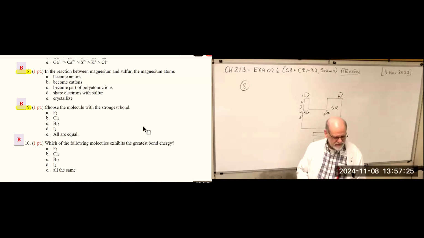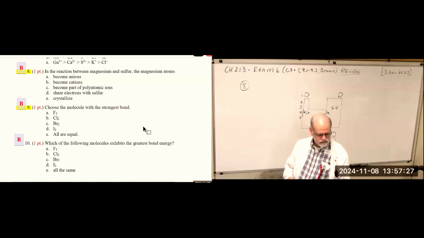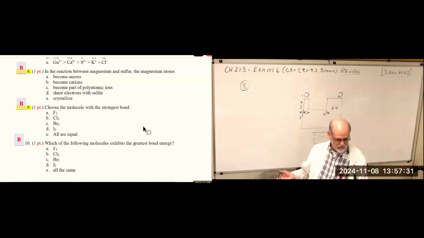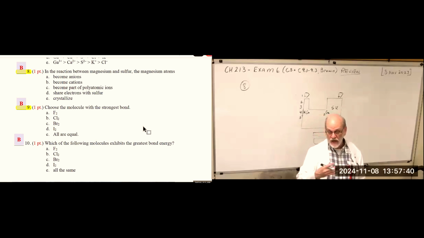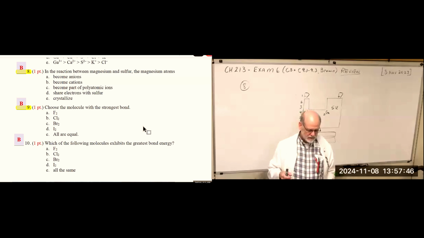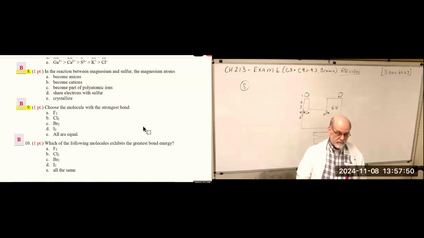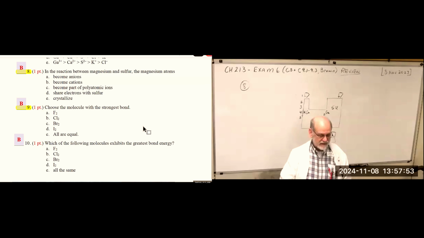In the reaction between magnesium and sulfur, magnesium atoms become anions, cations, part of a polyatomic, share electrons with sulfur, crystallize. All right, what happens to a metal usually in a chemical reaction with a nonmetal? It loses electrons. Metals love to lose electrons. Nonmetals like to gain electrons. So that makes the metal a cation. Magnesium becomes a cation.